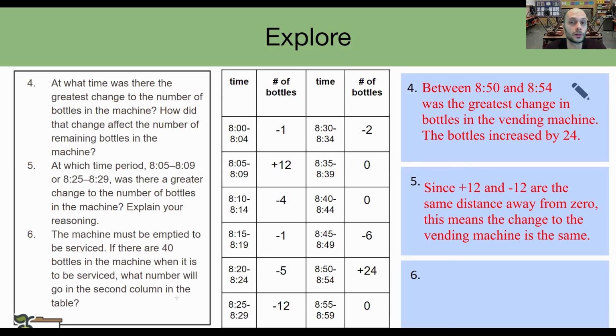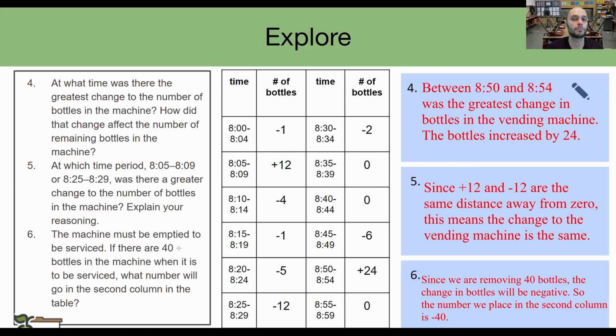All right, welcome back. At that specific time, when they need to take 40 bottles out of the machine, because that action is taking those bottles out of the machine, that means we would have to write minus 40. It is interesting because we're saying we're going to service the machine, which means we're going to put more bottles into the machine. However, because we're taking the 40 bottles out of the machine, and that's what we're starting with, then during that time before the machine can be serviced, we would have to say minus 40, because 40 bottles will be removed from the vending machine.